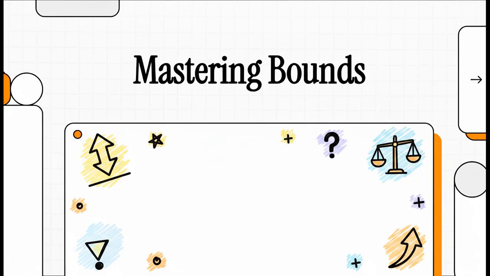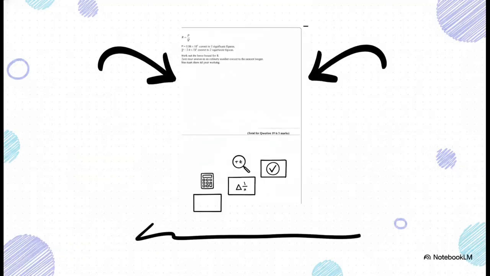All right, let's get into it. Today, we're going to break down a GCSE math question that can look really intimidating at first glance. But I promise you, by the end of this, you'll see it's actually 3 marks that are totally up for grabs. All right, so here it is, question 19.